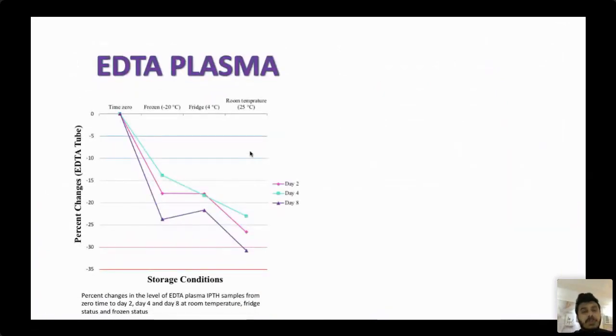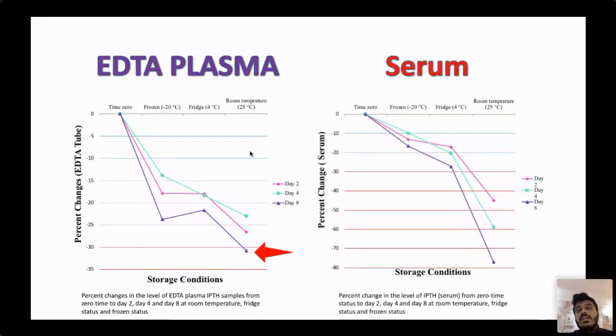This figure shows you the decrease in the percent change from time 0, or from the baseline, to day 8. As you can see here, day 8 in room temperature exceeded the total allowable error of minus 30% only in room temperature for EDTA plasma, while the serum exceeded the total allowable error in room temperature at day 2, day 4, and day 8.